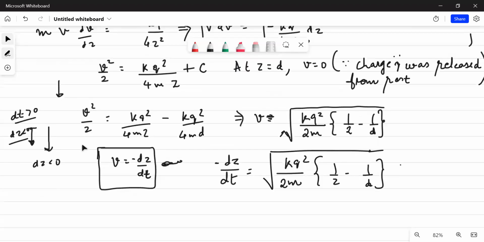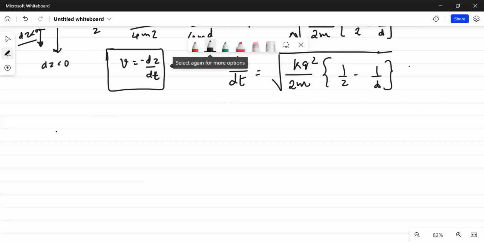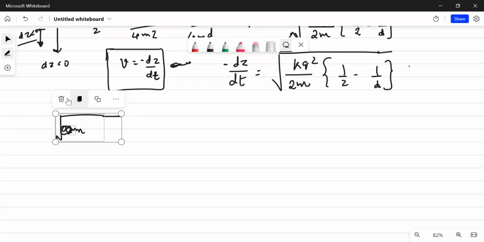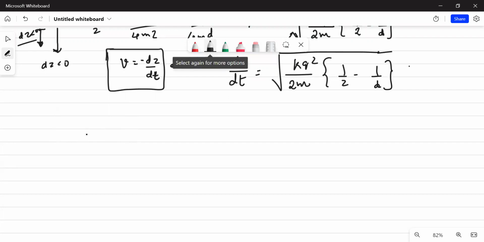So what I would do, I would write this. This is like root over 2m. I'll keep this here only so that it doesn't bother you. I'll only take the functions that are different. So I'll write root over zd divided by d minus z, dz, integration, and this is dt.